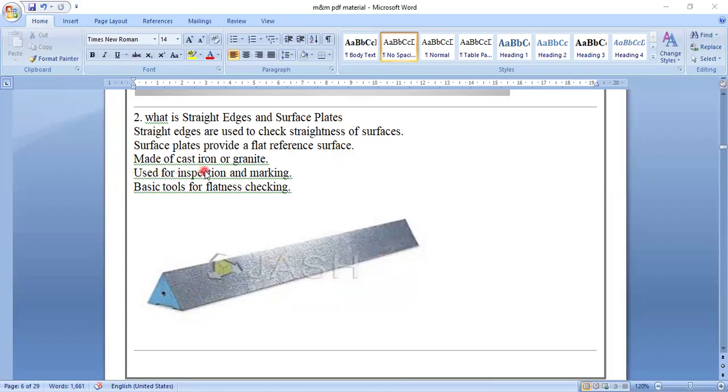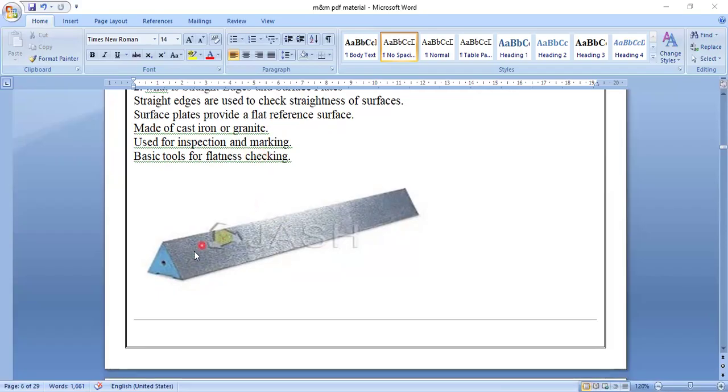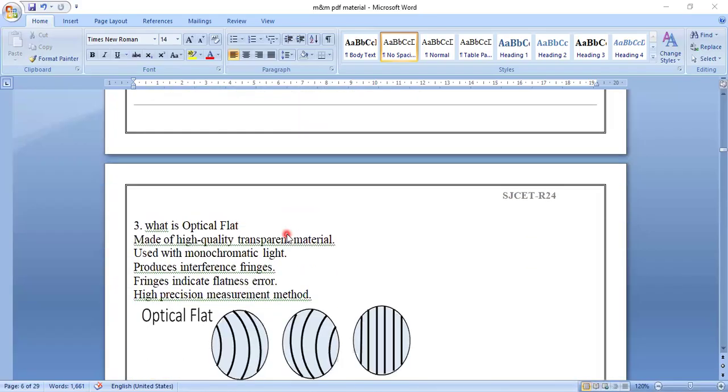This is an instrument which is made up of cast iron or granite. It is also used for inspection and marking. You can mark, build and inspect like this. These are the basic tools for flatness checking, for measuring the flatness of floors or walls in a concrete or machine system.